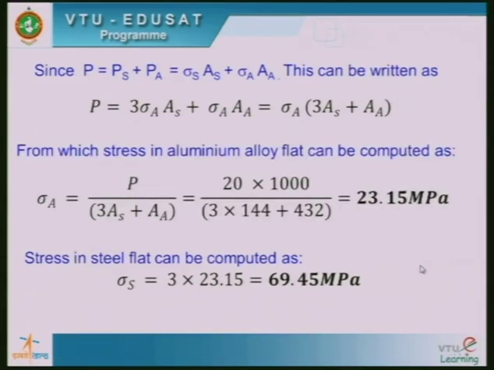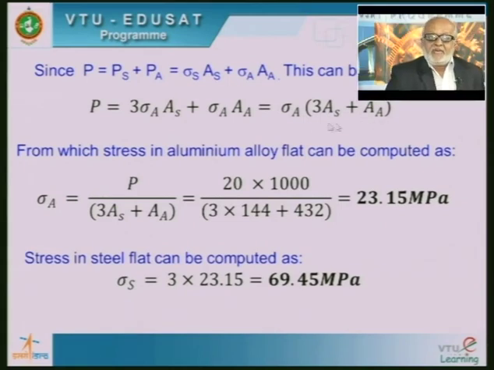Now, since P is equal to PS plus PA, the load carried by the steel flat PS is equal to sigma s into AS, and load carried by aluminum is equal to sigma A into area of the aluminum flats. We know that sigma s is equal to 3 times sigma A, so I will put P is equal to 3 times sigma A AS plus sigma A AA. I will try to simplify this. We will write it as P equals sigma A into (3 AS plus AA), where AA is the area of the aluminum, from which I will calculate the stress in the aluminum. So, sigma A will be equal to P divided by (3 AS plus AA).